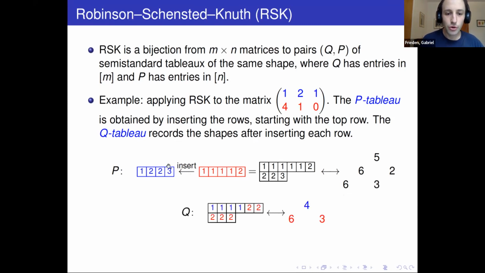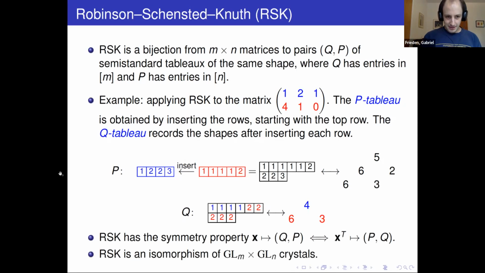The Q tableau records the shape after each step. So after I had just put the first row in, I had a one-row tableau of length 4. And after I put the second row in, the new boxes that were added are these. So this is the Gelfand-Tsetlin pattern corresponding to the recording tableau.